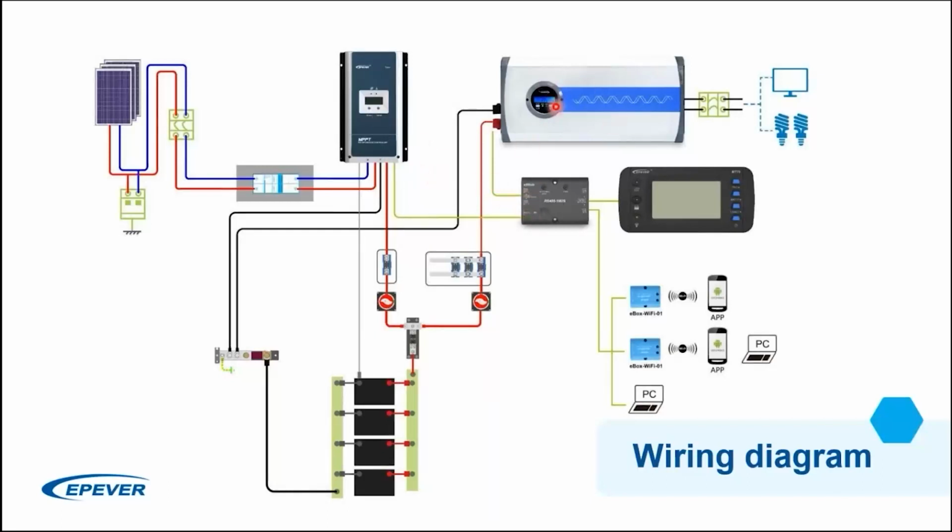Then we have the inverter, which is also connected to the batteries. It also has an isolator and protector fuses. And then we have our circuit breaker here, and then we have our AC loads.